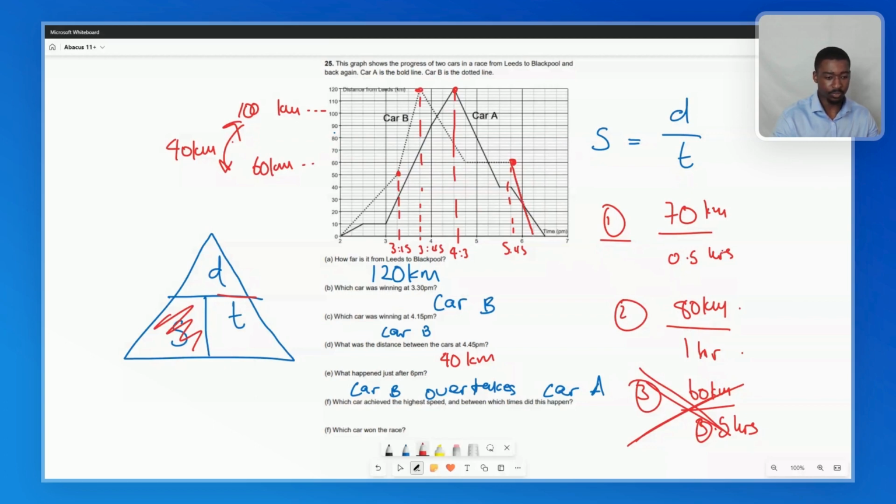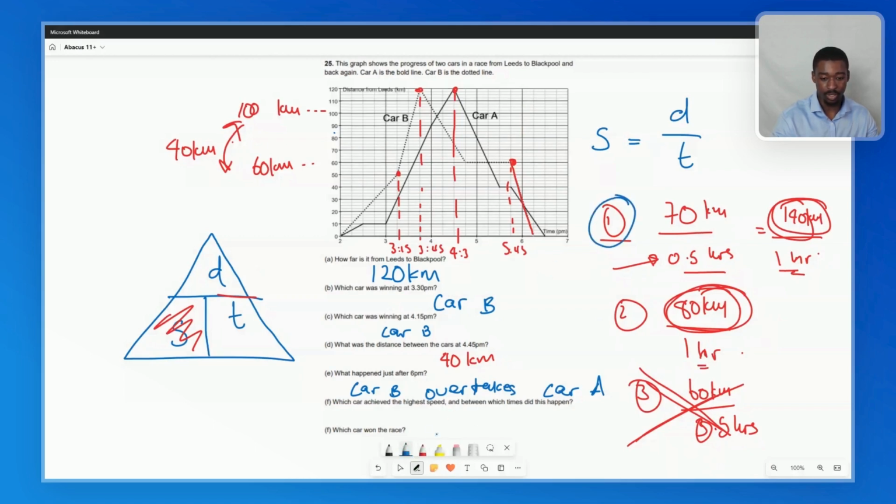Well, let's think about it. If we're running at a speed of 70 kilometers in 0.5 hours, that means in 1 hour, we would have run 140 kilometers, which is way more than running 80 kilometers in 1 hour. So by making this comparison, it's clear that we must be going way faster in scenario 1 than in scenario 2. Because if we continue at the rate of scenario 1, we cover way more distance in the same time. And therefore scenario 1 seems to be the quickest.